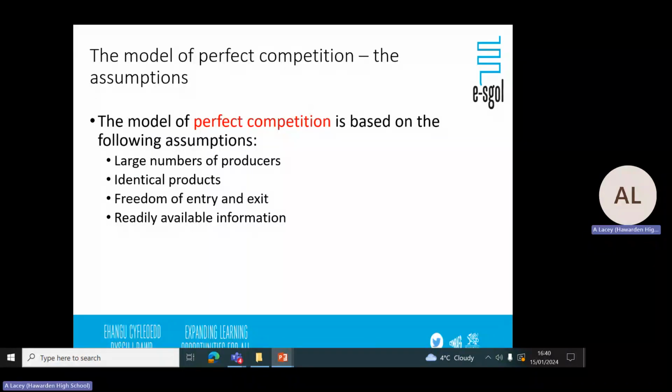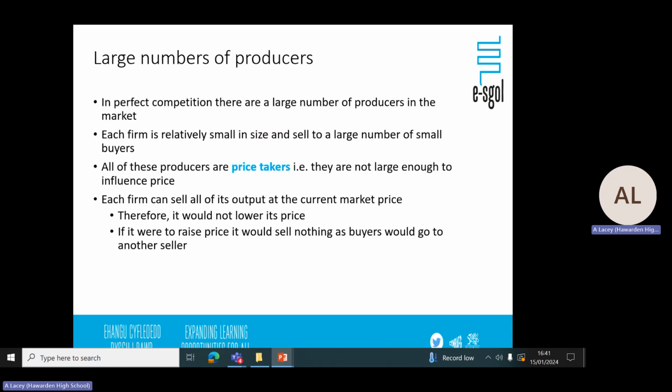So the model of perfect competition is like a theory, and it's based on some assumptions. It is based on the assumptions that there is a large number of producers, that there are identical products, that there is freedom of entry and exit with no barriers, and that information is readily available.